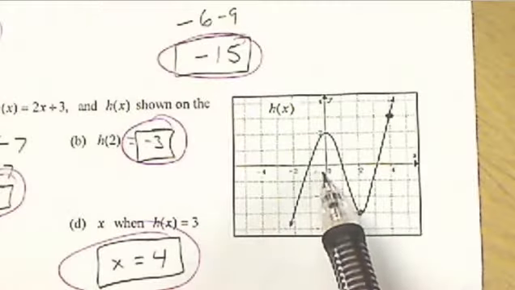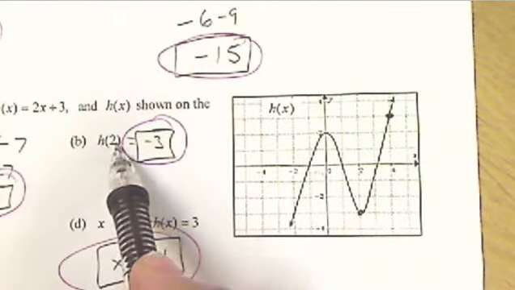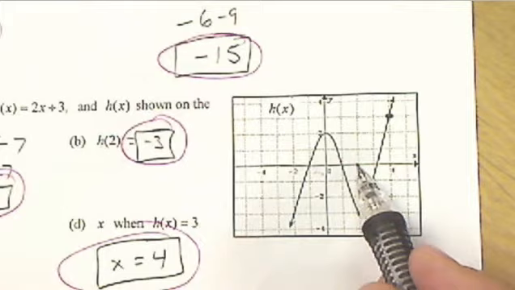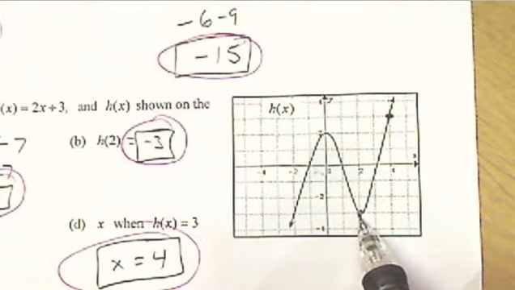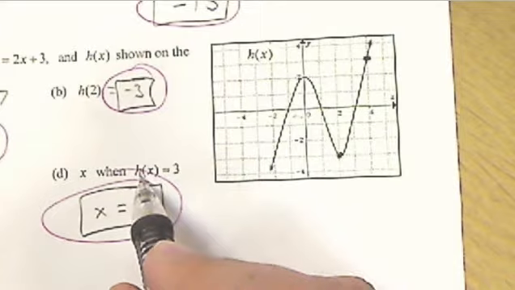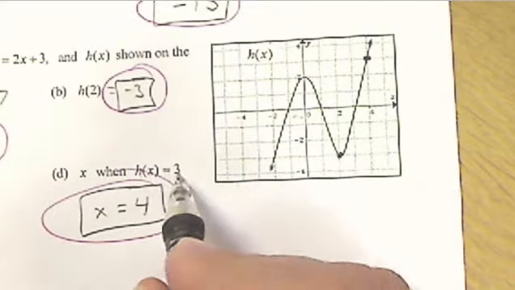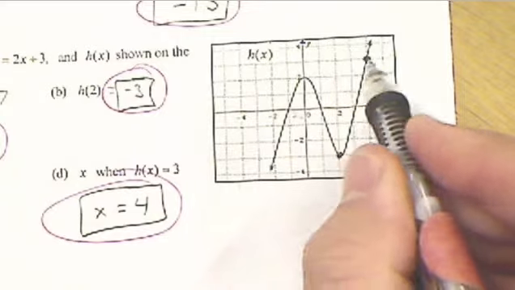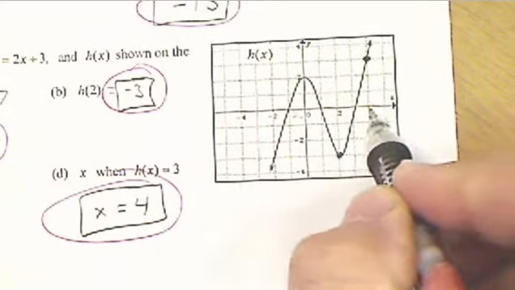This is h of x. So h of 2 means you're plugging 2 in for the x, which gives me out a y of -3. If I have h of x is equal to 3, that means my y is 3. So I go to y = 3, go over to my graph, and that means my x is 4.